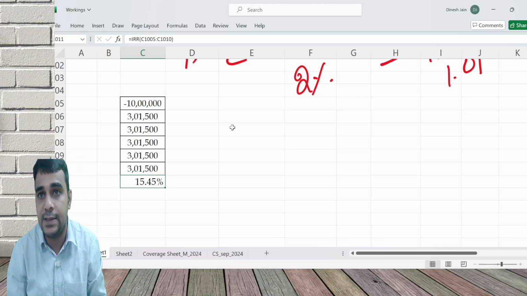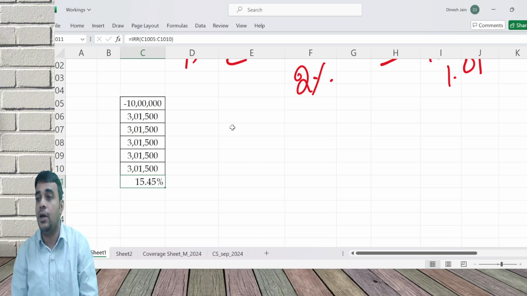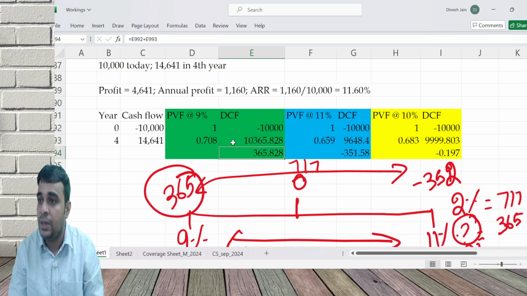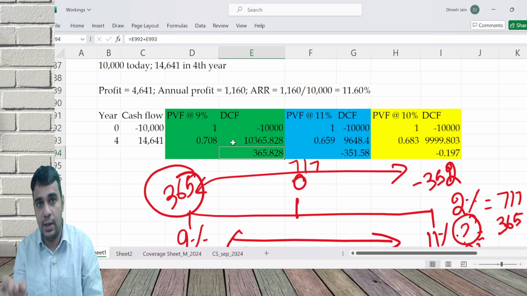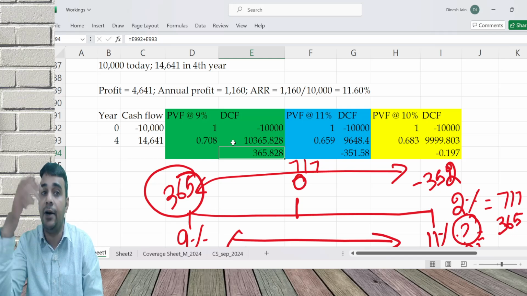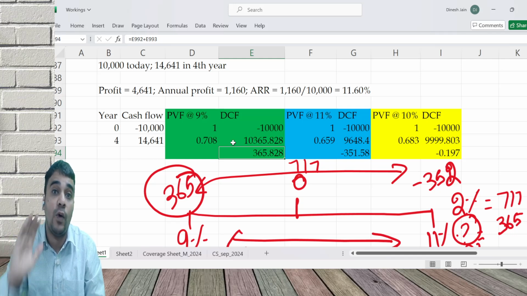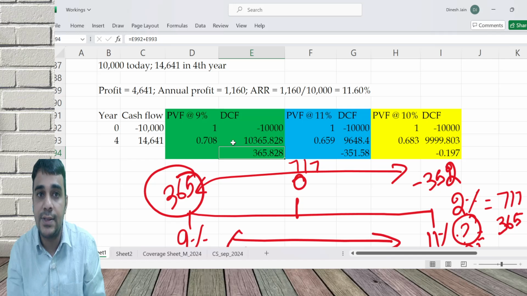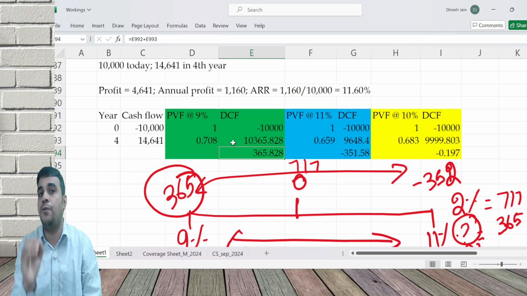If you increase the discount rate, NPV will go down. At 9%, NPV was 365. At 10, it became 0. At 11, it became negative 350. At 12, it will become negative 500. At 13, it will become negative 600, negative 800. The negative amount will keep going up as you increase the discount rate. As you increase the discount rate, our objective is to find exactly.